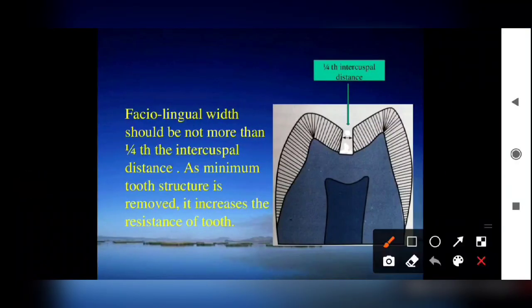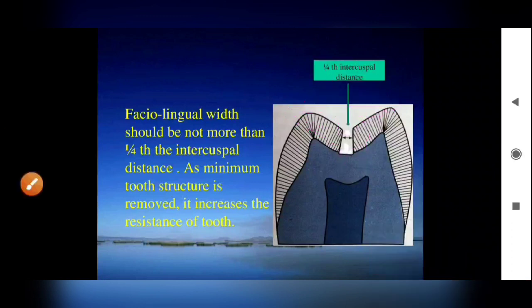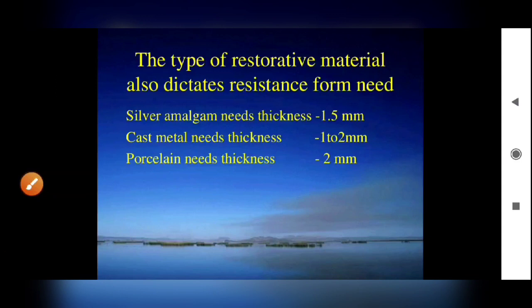And the faciolingual width. You can see the distance here; the faciolingual width should not be more than 1/4 of the intercuspal distance. The distance between the two cusps is this, so 1/4 of this distance should be there. If the minimum tooth structure is removed, it increases the resistance of the tooth. The type of restorative materials also dictates the resistance form.